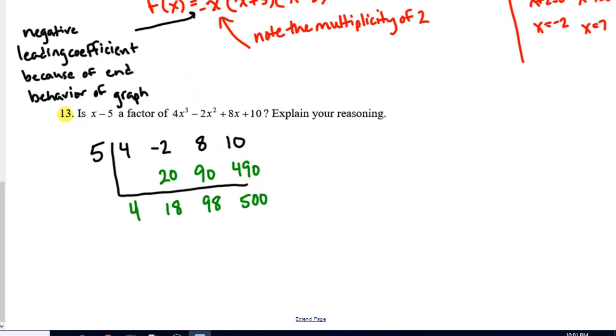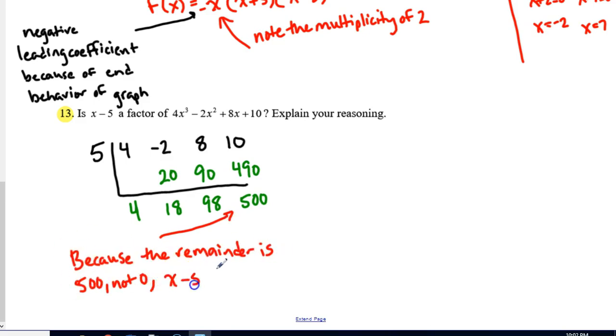Okay, and again, we said if it divides evenly, the remainder would be 0. So this is the remainder, this number on the right side. It would have needed to come out as 0 in order to be considered a factor. All right, method 2. This is our OR.